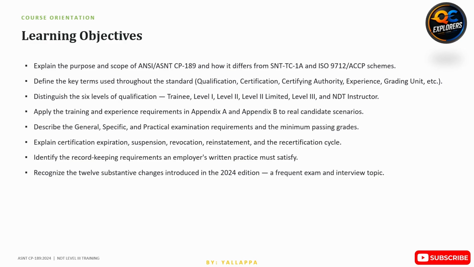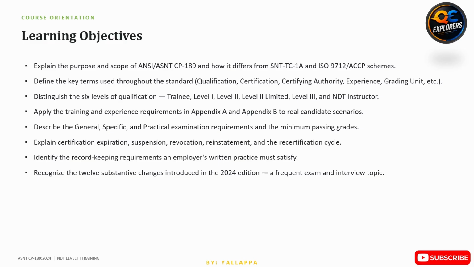Next, we'll study the key definitions used throughout the standard. Terms like qualification, certification, certifying authority, experience, formal training, and employer have specific meanings within CP-189. A clear understanding of these definitions will make the later clauses much easier to interpret correctly. We'll then examine the 6 qualification levels recognized by CP-189, including their responsibilities, authority, and limitations. Understanding what each level can and cannot do is fundamental for managing NDT personnel and maintaining compliance.